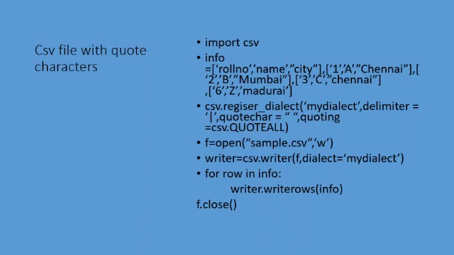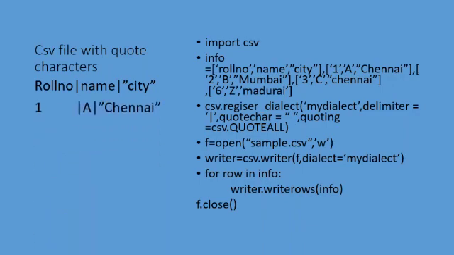Then as usual, f is equal to open sample.csv in write mode. Then writer equal to csv.writer(f, dialect=my dialect). The same thing only I am discussing. Next, for row in info, the same data, writer.writerows of info. Then f.close. Here, what is the difference? In quotechar I am giving double quotes and quoting equal to csv.QUOTE_ALL. That's all.